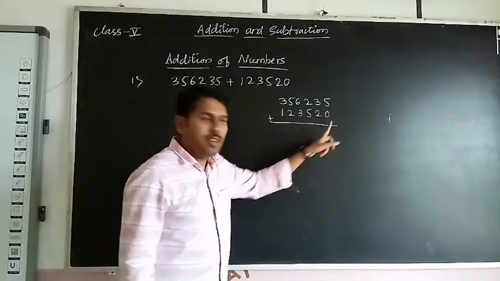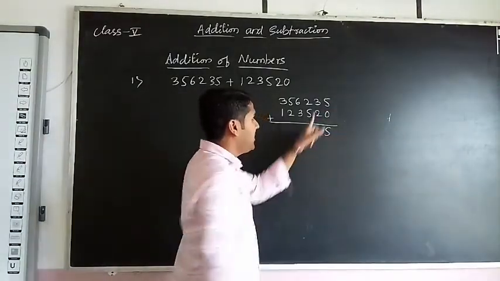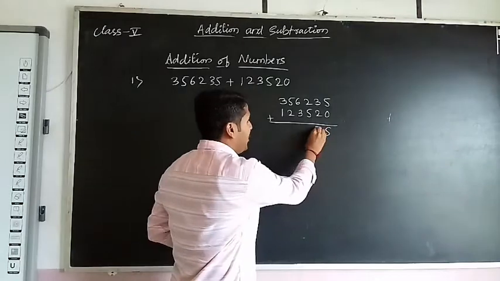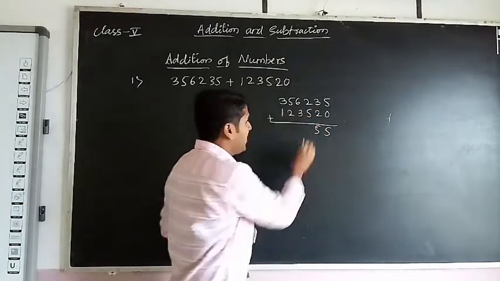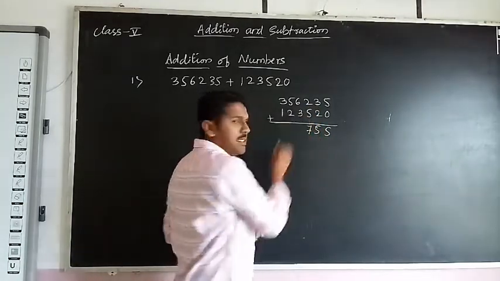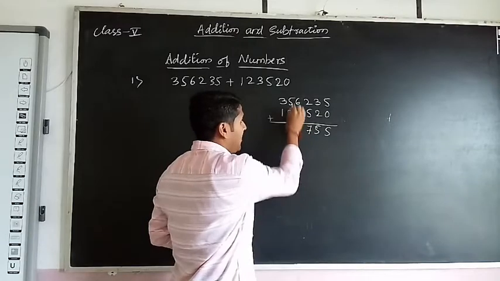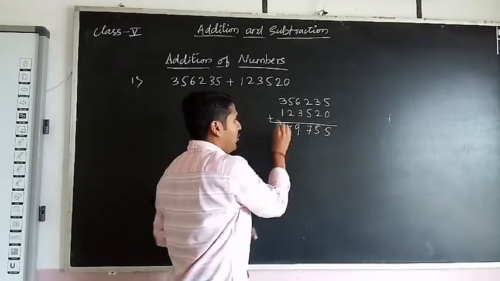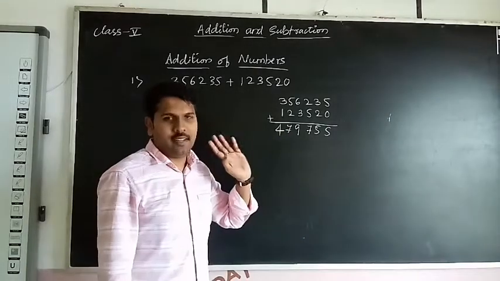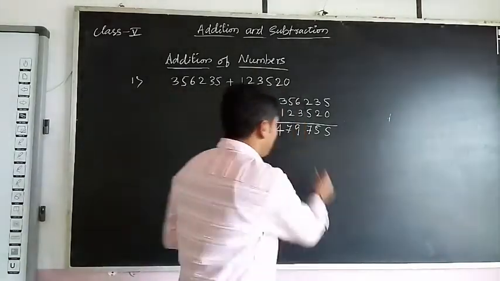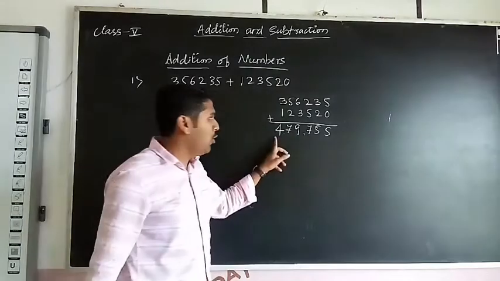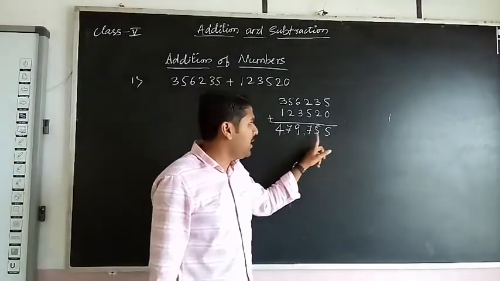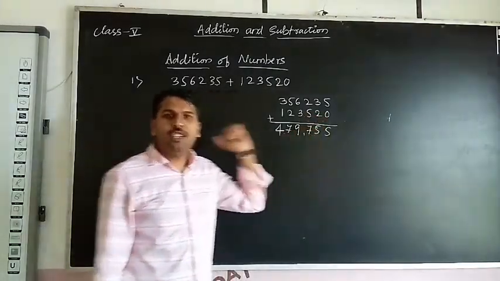5 plus 0, 5 only. Next 3 plus 2, 5. 2 plus 5, 7. 6 plus 3, 9. 5 plus 2, 7. 3 plus 1, 4. Okay, this is the answer. What is the answer? If you want to say, 4,79,755. So, this is the addition of numbers.